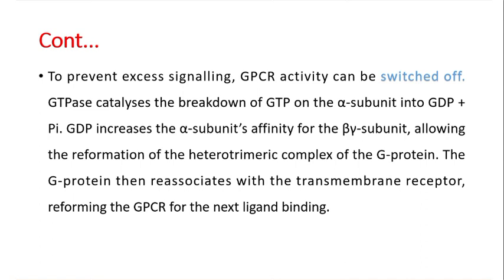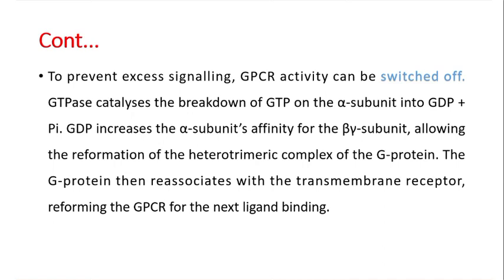To prevent excess signaling, the GPCR activity can be switched off. This is possible by the enzyme GTPase. This GTPase catalyzes the breakdown of GTP on the alpha subunit into GDP plus phosphate. That means the reverse reaction. So when the mechanism is switched off, it forms GDP again, GTP to GDP. That is the switched off condition.